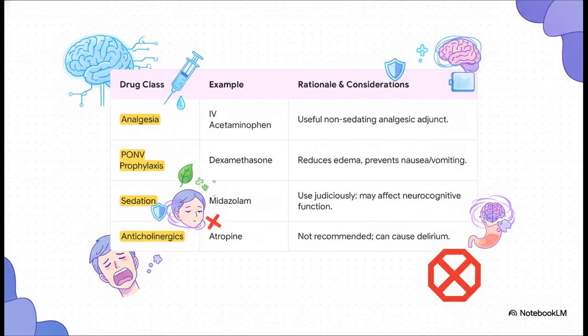We want the patient to be comfortable and calm, but not so sedated that they can't participate in the mapping. So we really lean into non-sedating options. IV acetaminophen is a great start for baseline pain control, and PONV prophylaxis is non-negotiable. Dexamethasone is a star player here because it pulls double duty, helping with brain swelling and preventing nausea.